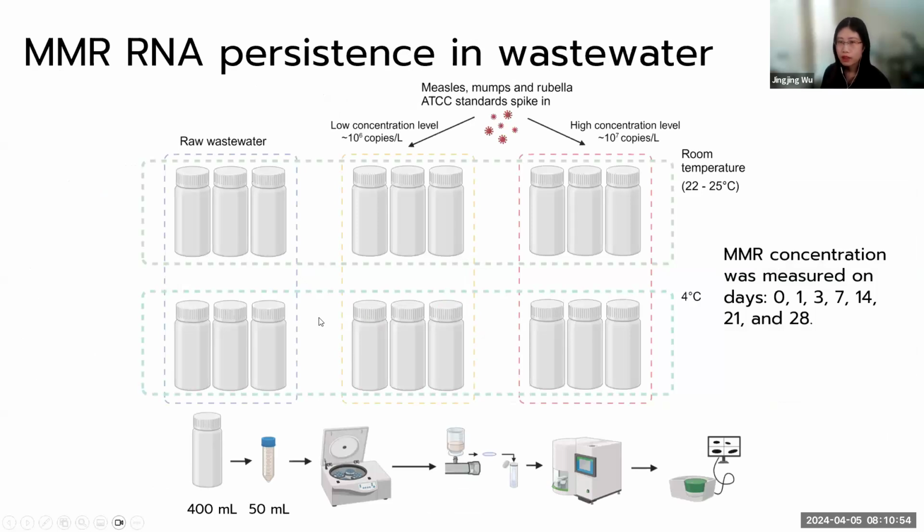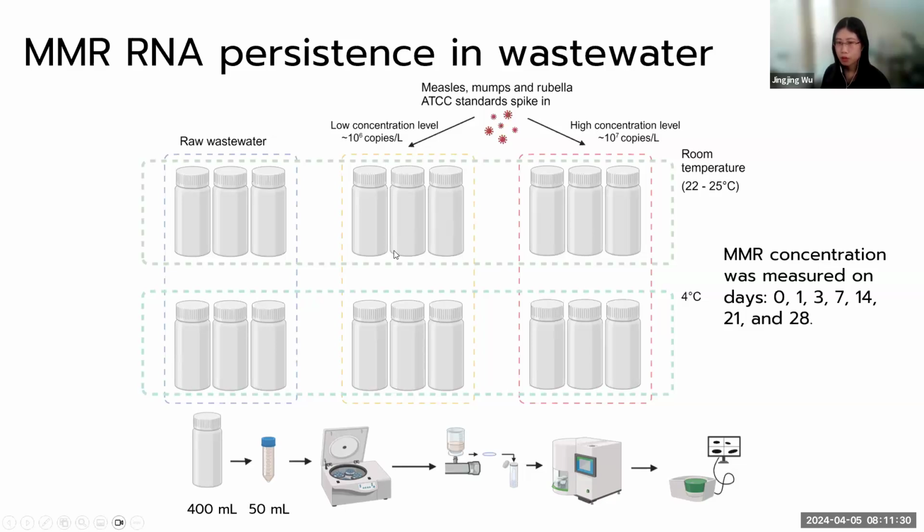Next, we conducted an experiment to investigate the persistence of MMR RNA in wastewater. The ATCC standards of measles, mumps, and rubella were spiked into 400 milliliter wastewater samples at 2 concentration levels, low level and high level. Low level is about 10 to the 6 copies per liter, and the high level is about 10 to the 7 copies per liter. We also include the raw wastewater samples as an active control.